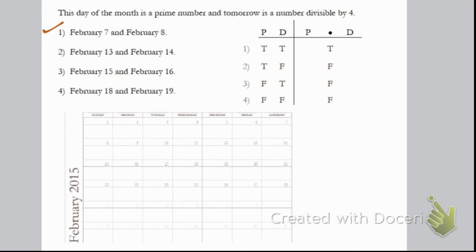But what about a case in which one part is false? Let's look at the next one. Suppose it's February 13th, and you say this day of the month is a prime number, and tomorrow is a number divisible by 4. Okay, this day of the month is a prime number. Well, if it's the 13th, that is a prime number. A prime number is a number that's divisible by 1 or by itself. So that first part's true. But what about the second part? And tomorrow is a number divisible by 4. The next day will be February 14th, but 14 is not divisible by 4, so that claim is false. So we have true and false, and that's going to give us false.